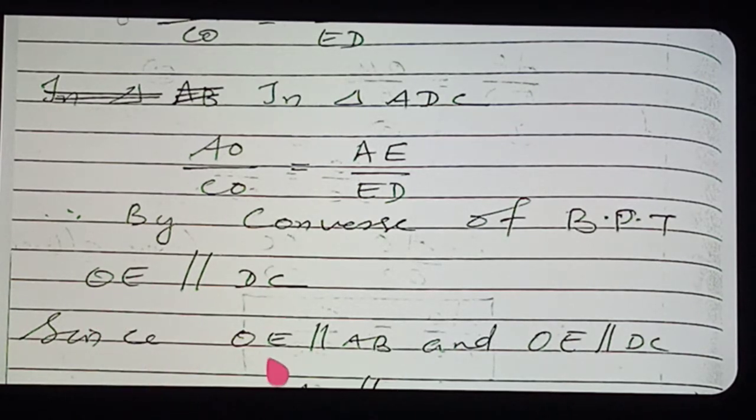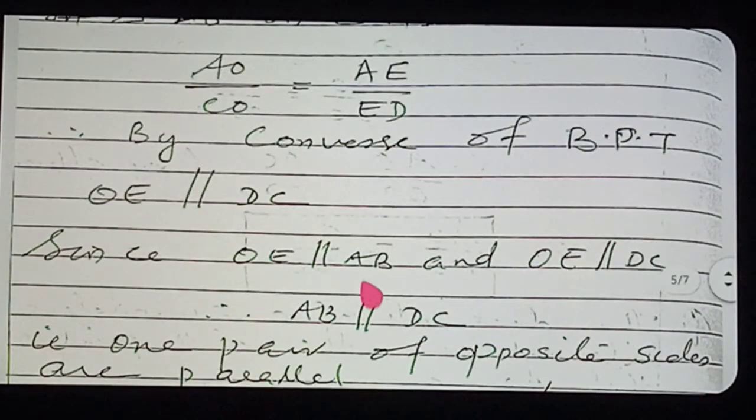Now, OE is parallel to AB, already we supposed. Then you got that OE is parallel to DC. These two conditions combined, OE parallel to AB and OE parallel to DC. Then what will happen? AB is parallel to DC. Two lines are parallel to the same line. Then what will happen? They are mutually parallel. So AB is parallel to DC.